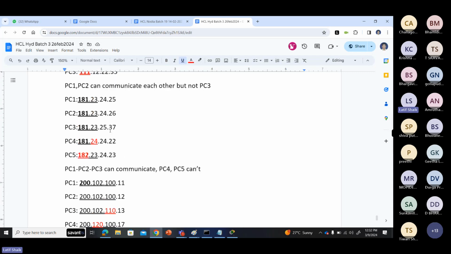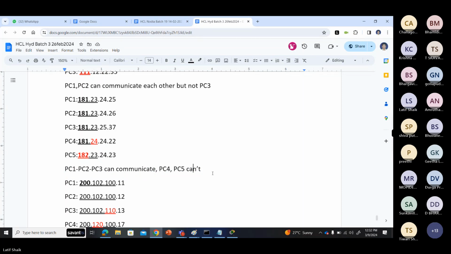Here the first octet is same, but the second octet is 24. This is 23, this is 24. This is 182, this is 23. See, one of the octets is different, or both can be different, or at least one of the network portions is different. It is a different network. We cannot communicate directly. So PC1, PC2, PC3 can communicate with each other, but they cannot communicate with 4 and 5.